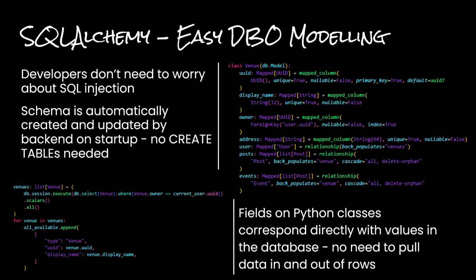And then what I was talking about with the DBO modeling with SQLAlchemy, the developers really don't have to worry about SQL injection or actually managing the database, because the schema is automatically generated by the backend when the app starts. You don't even have to create the database. It just puts it all in there. And the fields on our Python classes directly correspond to what the value is in the database. So basically, if we want to edit something or access data on the object, there's no parsing stuff in and out of rows from the database. It's just direct one-to-one.